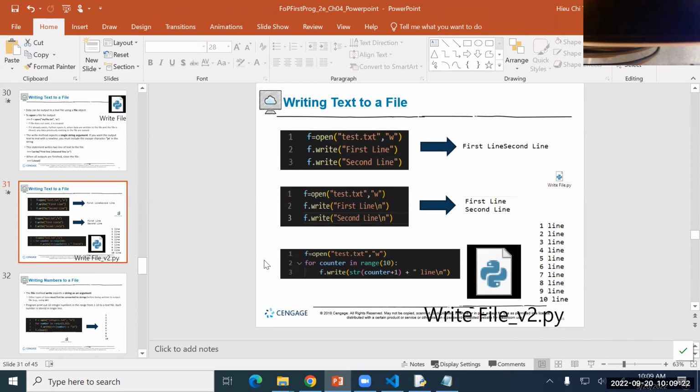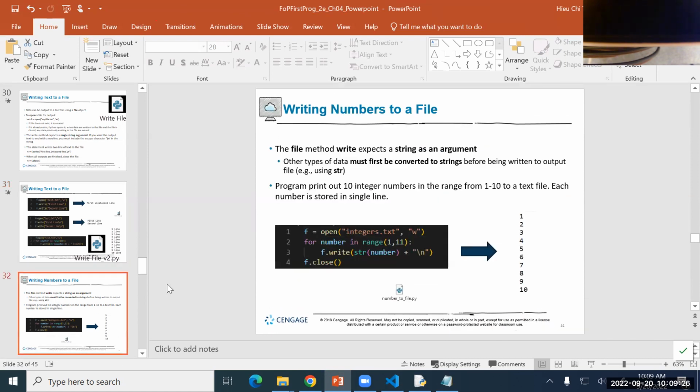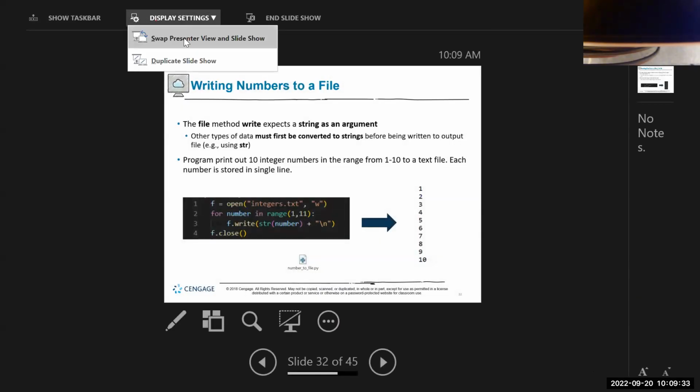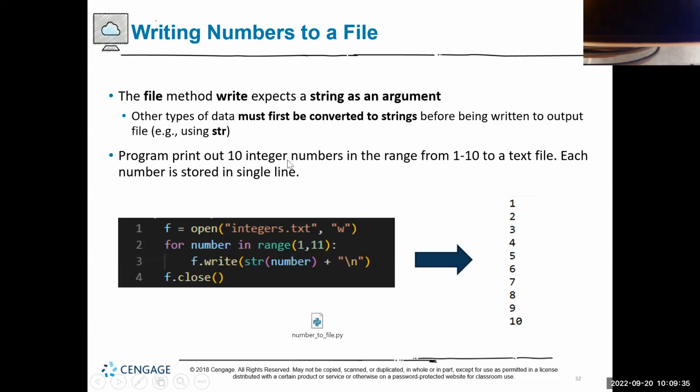Okay, so now we talk about how to write text to the file. Right now, how to write things to the file. It's the same, right? So remember that in order to write a number in the file, you always have to convert it into the string format here.